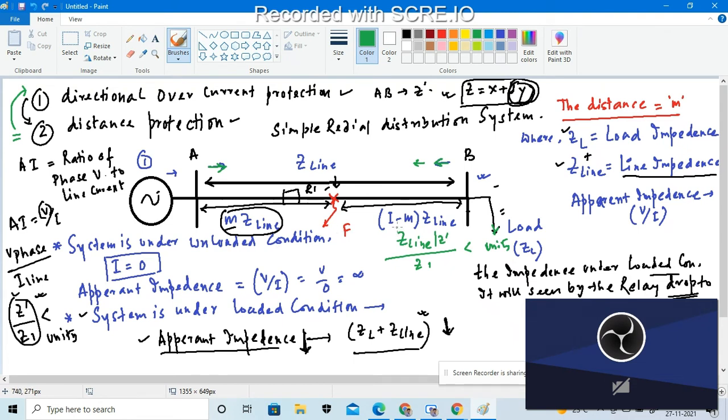Sir, Z is the line impedance, and Z dash is actually the total impedance. We will consider Z dash as Z line plus ZL. Is that clear? Okay, so we are giving Z line plus ZL divided by Z1. If this value is less than unity, then in those cases this fault will appear, otherwise not.